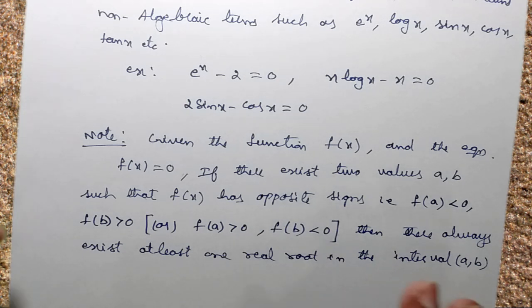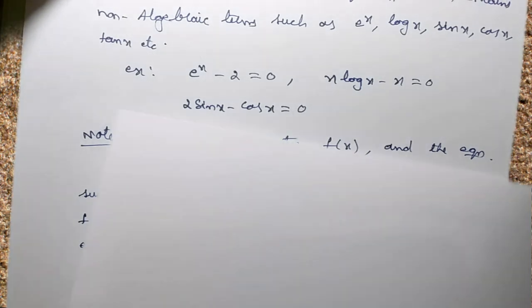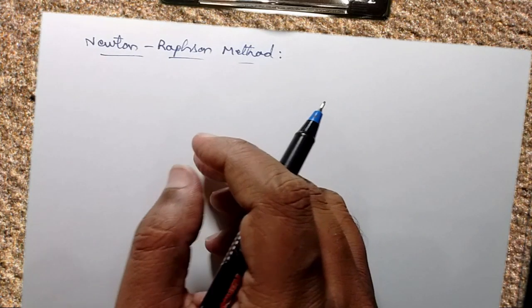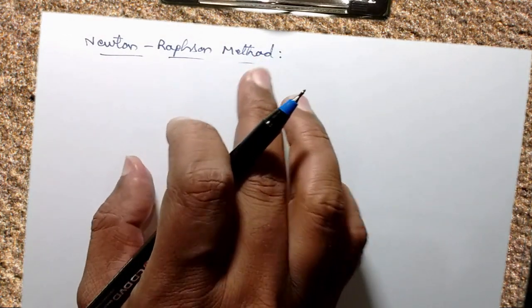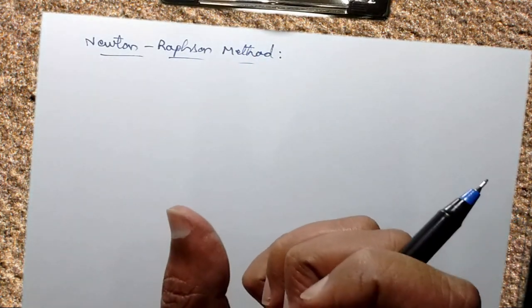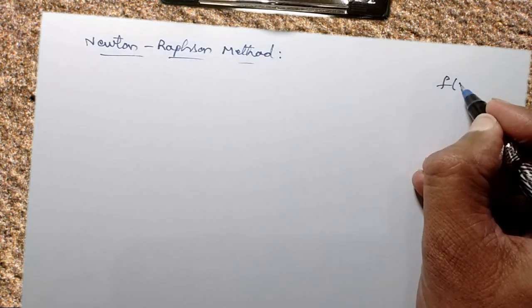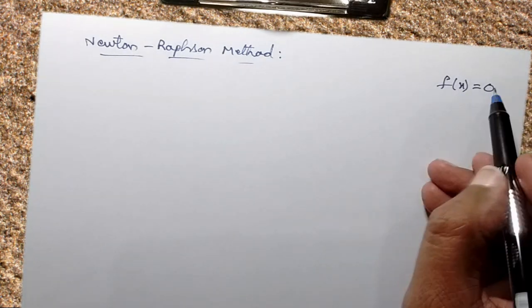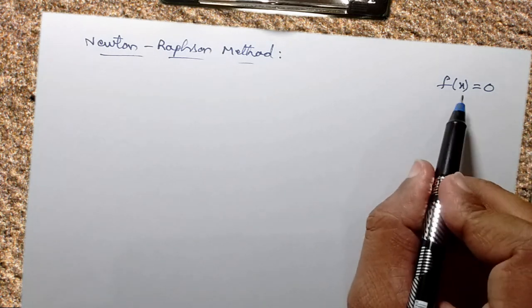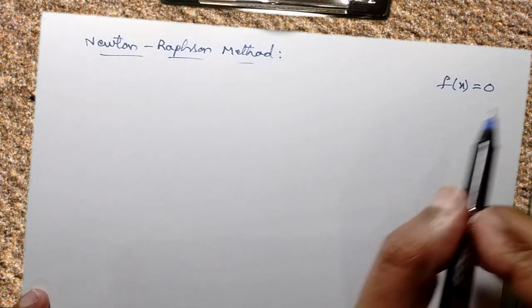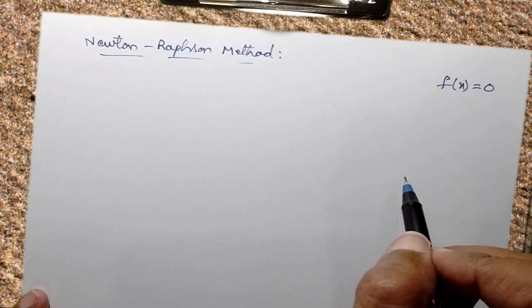Here, in the case of the transcendental equation, we are going to study two methods. One is the Newton-Raphson method, another is the Regula-Falsi method. We'll first start with the Newton-Raphson method. In the Newton-Raphson method, we try to find an approximate root of the given equation. Suppose we have a transcendental equation of this form, we'll try to find a real root for it.